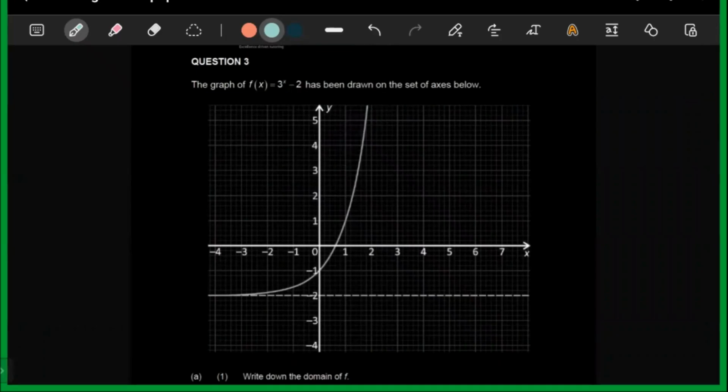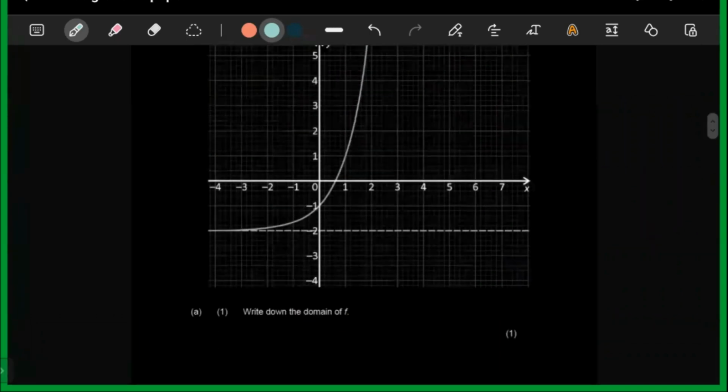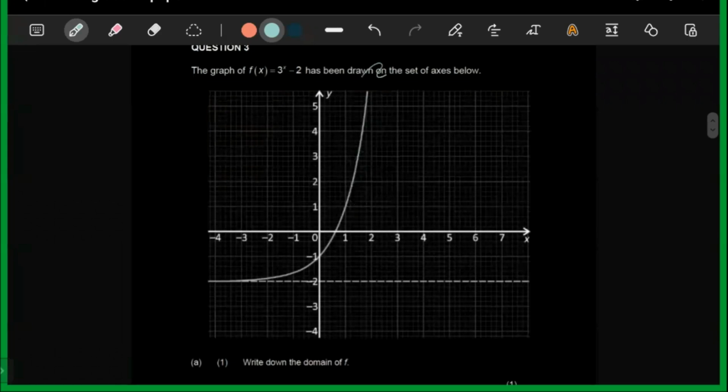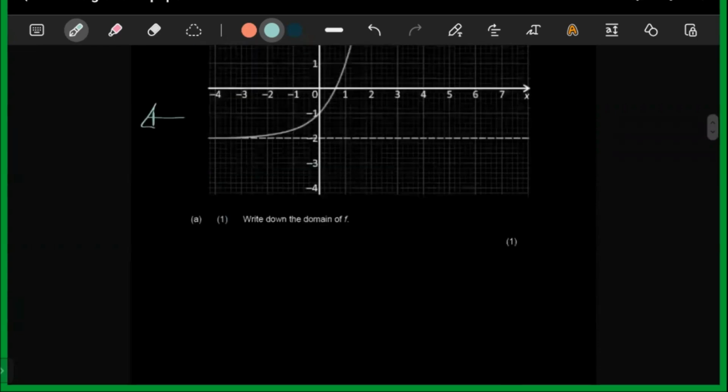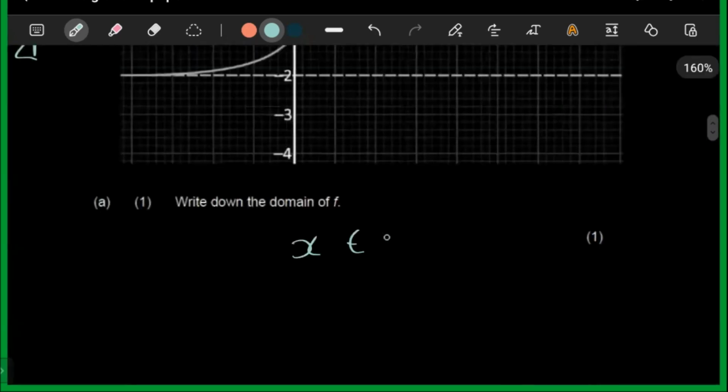Are there any restrictions? That will stop this graph from having specific x values, and there are none. So when this graph is going up, it will stretch all the way to positive infinity there. Here it will stretch all the way to negative infinity there. So the domain, there are no restrictions. X is an element of R. That's how you're gonna write this one out.